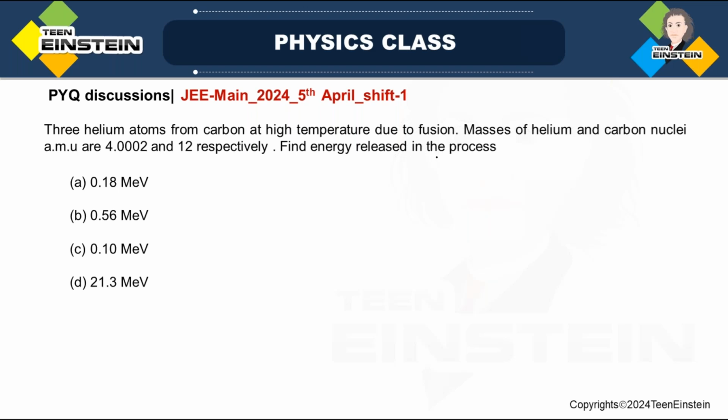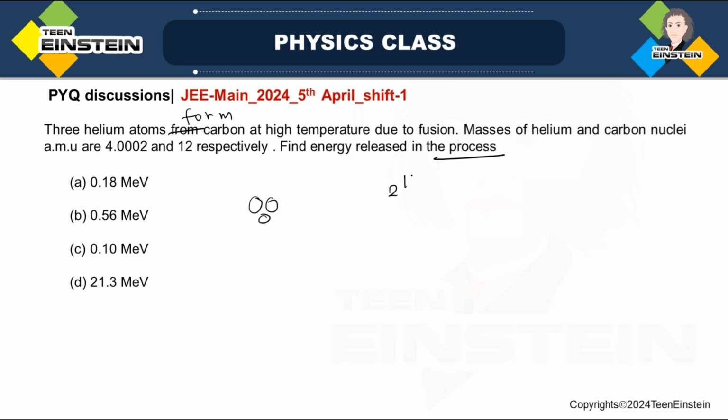That means the energy released in nuclear reactions. See, 3 helium, this is energy due to fusion. Okay, 3 helium atoms form carbon at high temperature due to fusion. Not from carbon, I'm sorry. So 3 helium atoms form carbon. Suppose there are 3 helium.